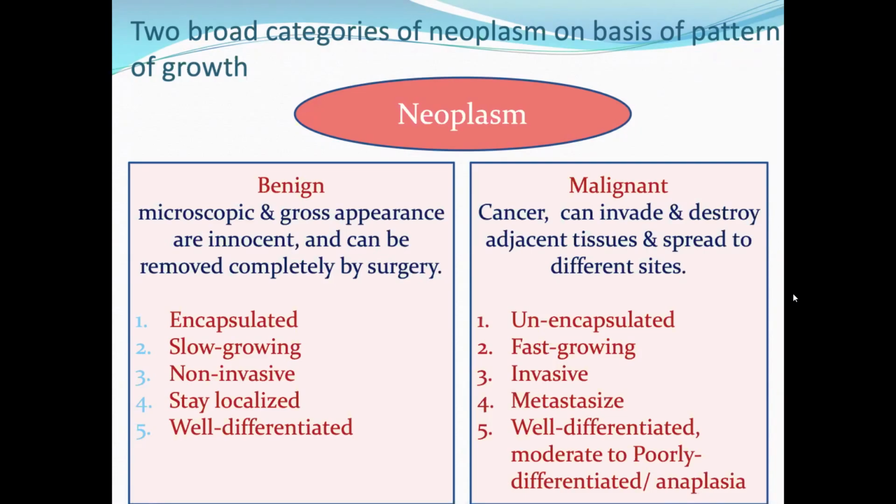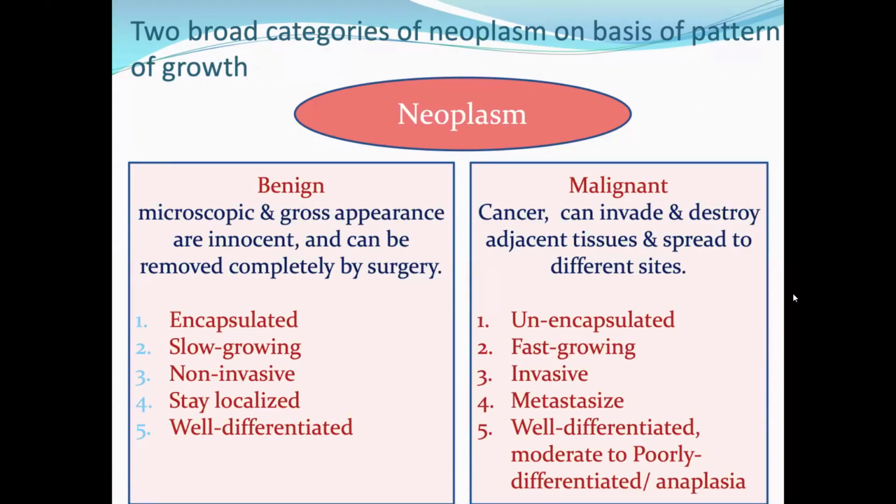What do we mean by differentiation? Do you know what the word differentiation means? Resembling what tissue? Resembling normal tissue, okay? So the more a tumor resembles normal tissue, the more it is well differentiated. The less it resembles normal tissue, the less well differentiated. So we call it poorly differentiated, okay?